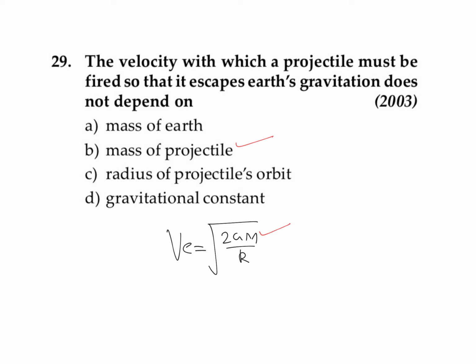And the radius of the projectile orbit, so it definitely depends upon the radius or from where it is projected. So if it is projected not from the surface, then we'll use this equation, root of 2GM divided by R. So it depends upon the radius of the projectile orbit, and so it depends upon that factor. And the second one, the last one, it is given the gravitational constant, so it depends upon the gravitational constant as well. So we can say that it basically does not depend upon the mass of the projectile.